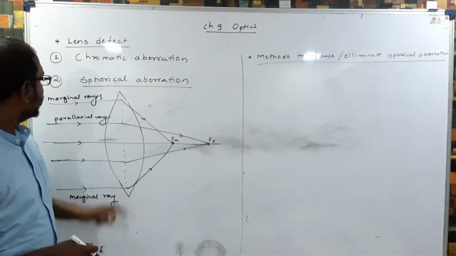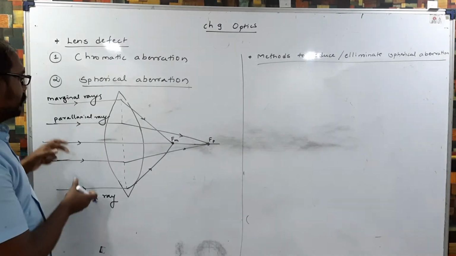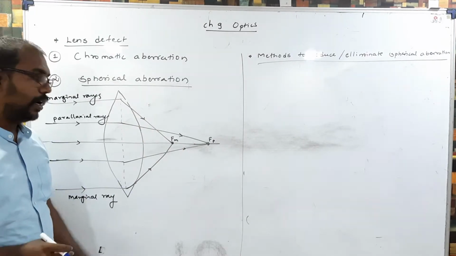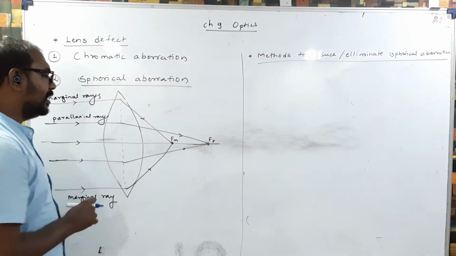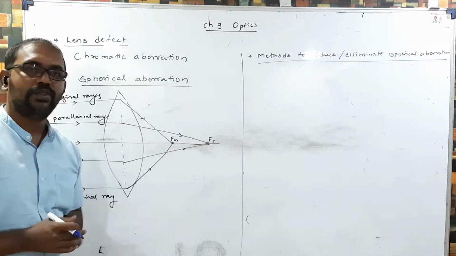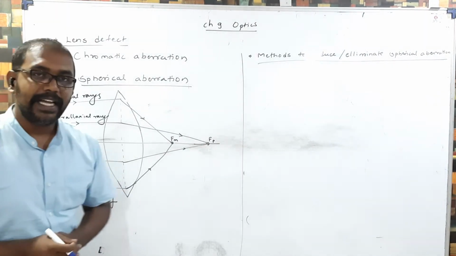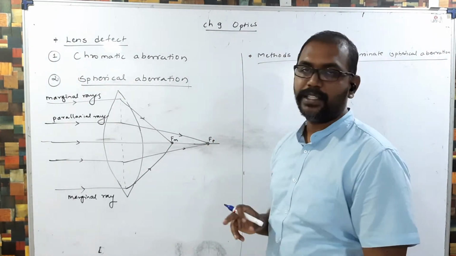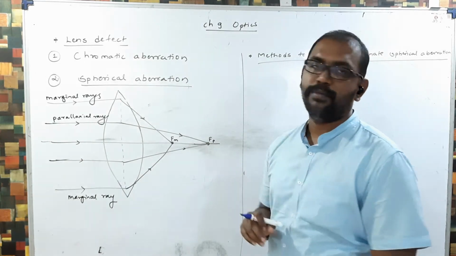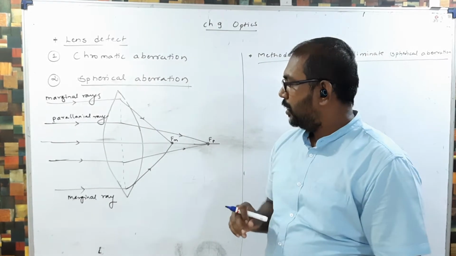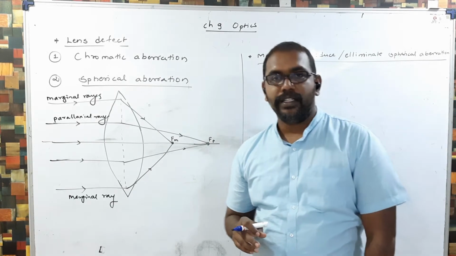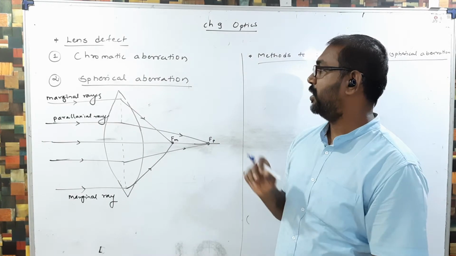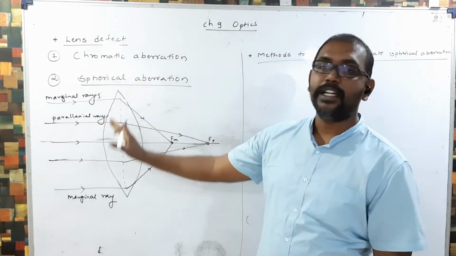Now, when the marginal rays enter through the lens, they converge to this point, and the paraxial rays converge to this point. It means the marginal rays and paraxial rays do not come to the same point. They do not converge to the same point, and therefore the image formed by this lens is blurred. We are not getting a clear image. This is one kind of defect of the lens, and it is because of the spherical shape.